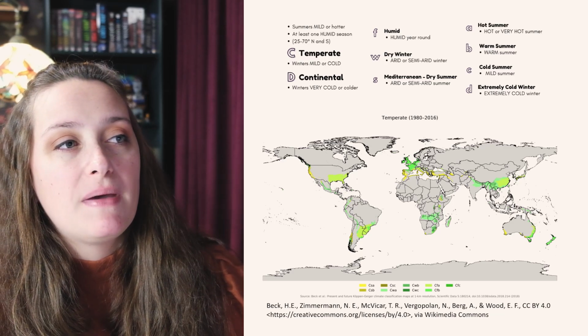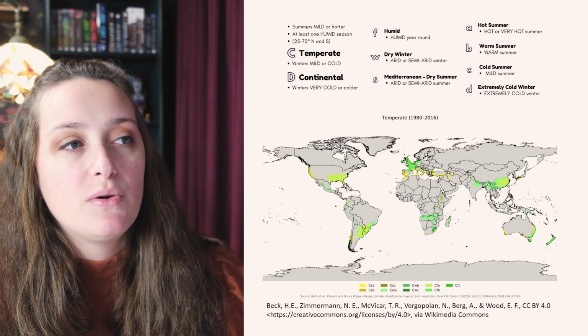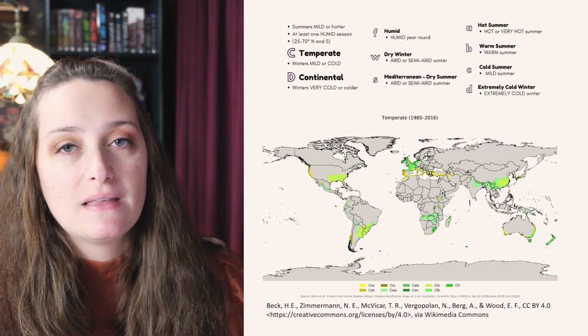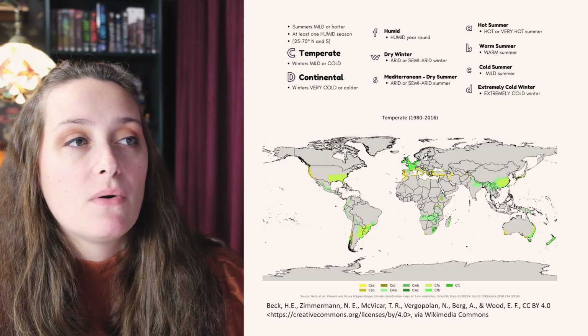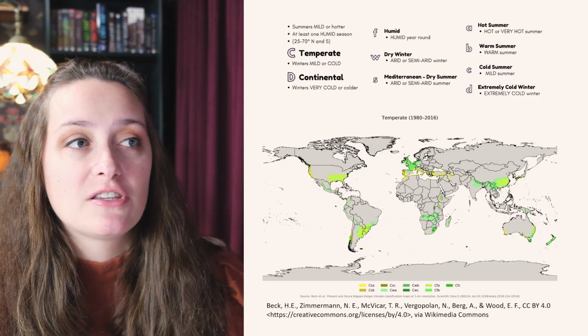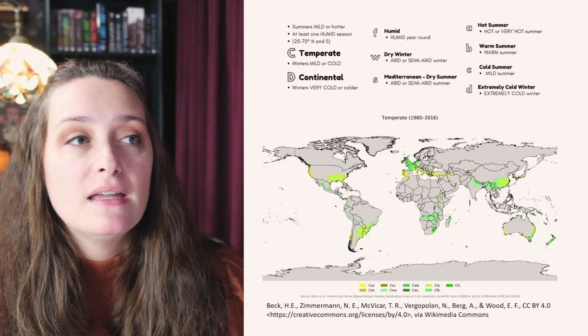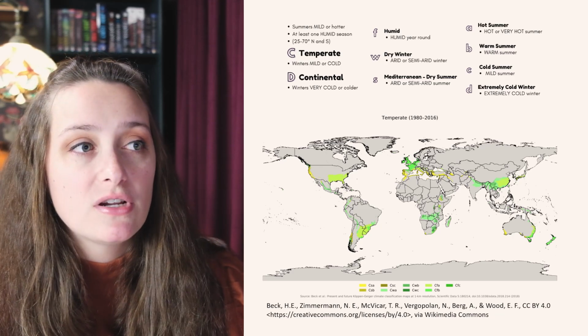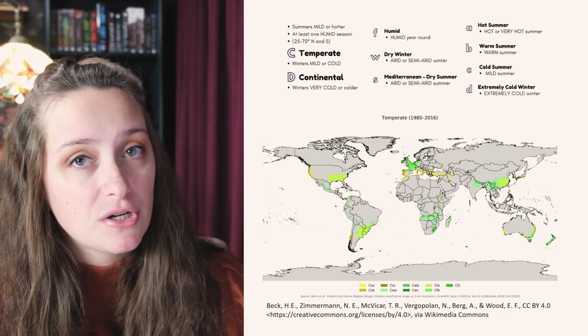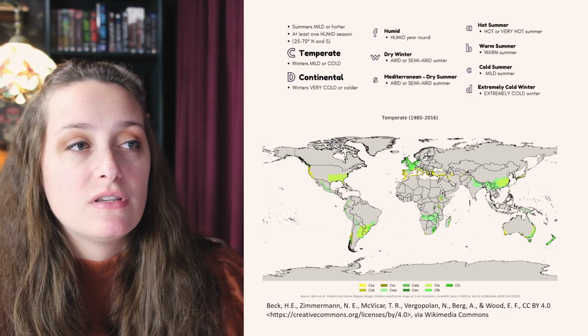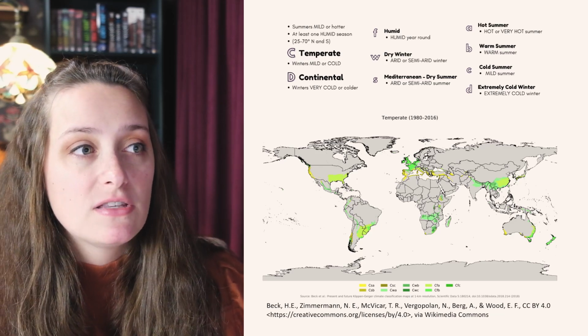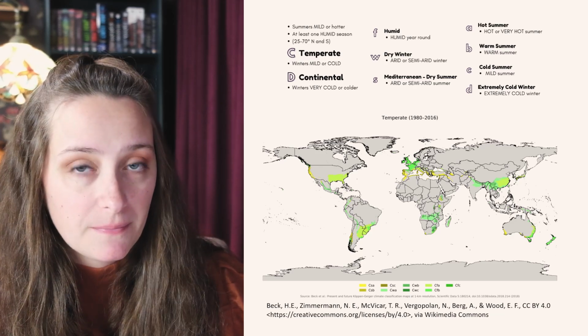So next we pick F, W, or S, and this will basically be based off the aridity. If it's F, or humid, that's going to be humid year round. W, which is like a dry winter, is going to be an arid or semi-arid winter. And then S, which is Mediterranean dry summer, is going to be arid or semi-arid during the summer.